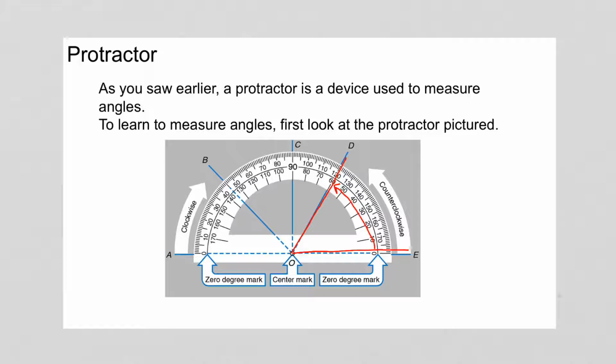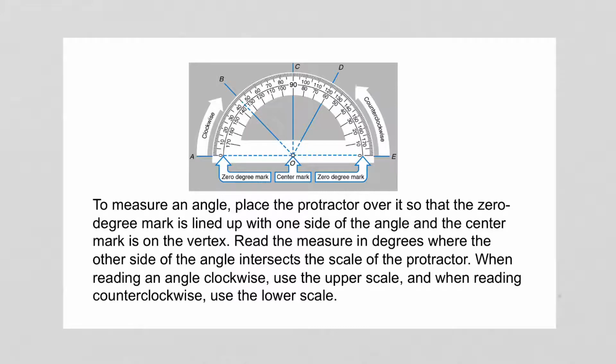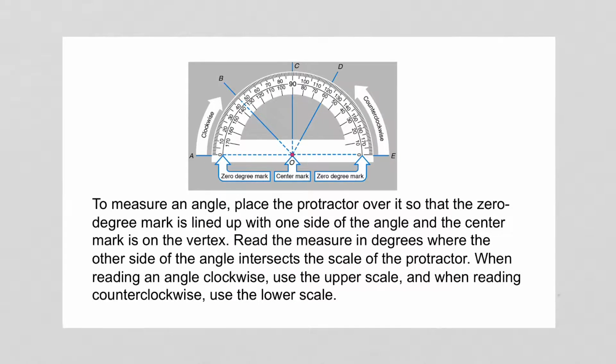While if we were measuring angle BOE, because we're coming from the right, we are also measuring counterclockwise, and that one would measure 135 degrees. To measure an angle, place the protractor where the vertex is in the middle and one of the sides is along the horizontal there.